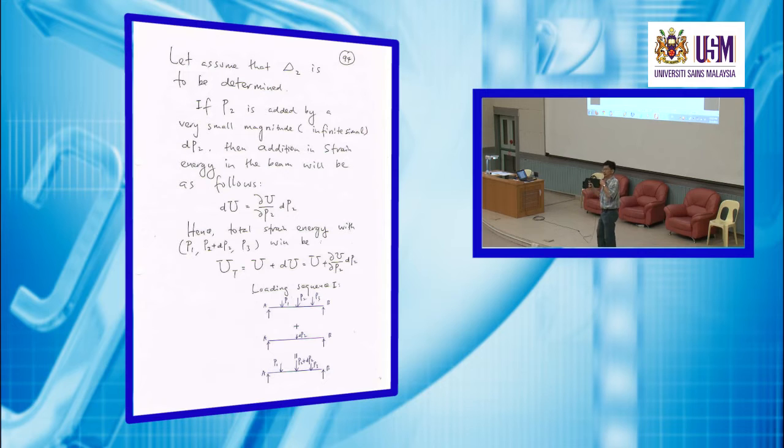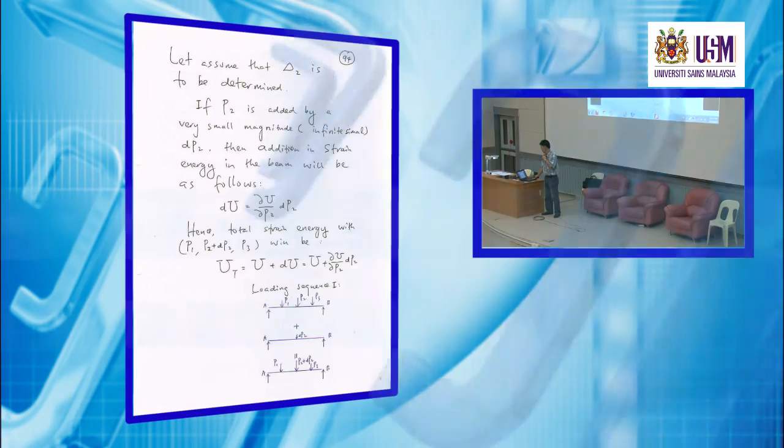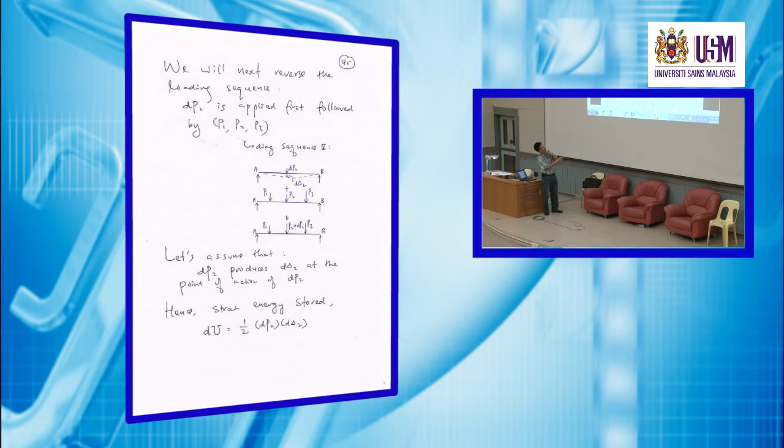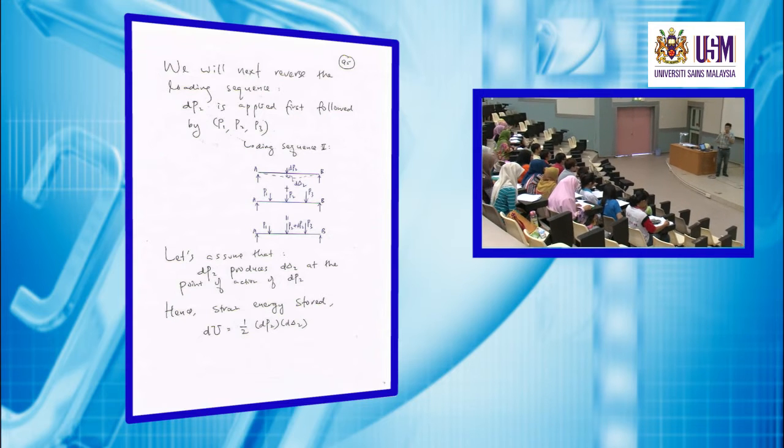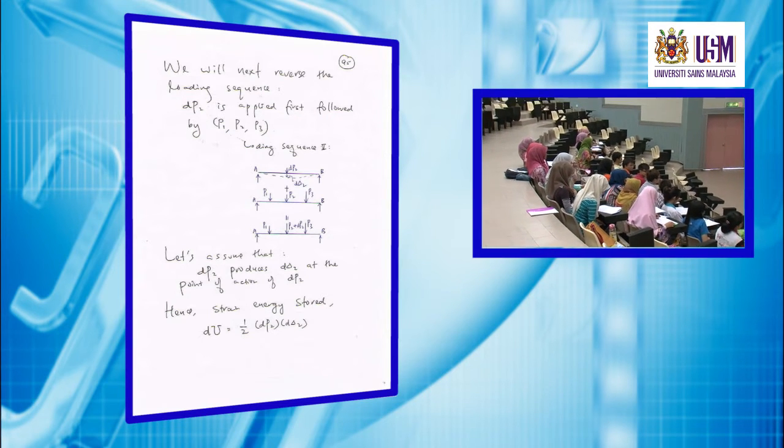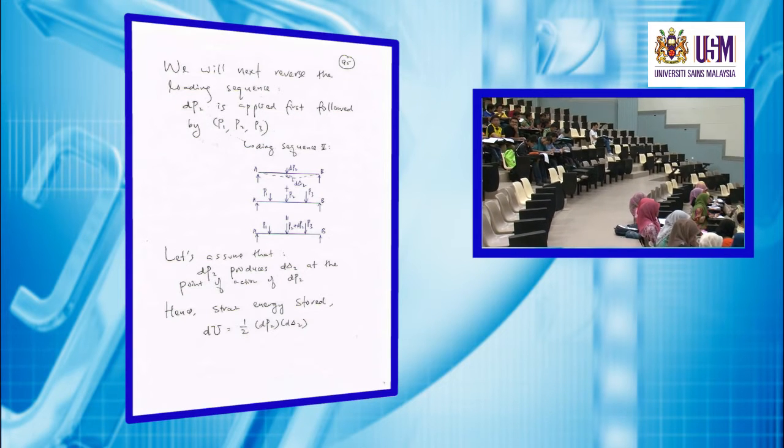Okay? Now we change the sequence. You add this one first, then only you add this. Now we invert the sequence, find the strain energy, and compare the two. So we reverse: add dP2 first, then add P1, P2, P3, but the final loading conditions are the same: P1, P2 plus dP2, P3. Only the sequence is different. So we find the strain energy stored. For this very, very small load acting here, you get a very small displacement d delta 2. So the strain energy stored is half dP2 d delta 2.